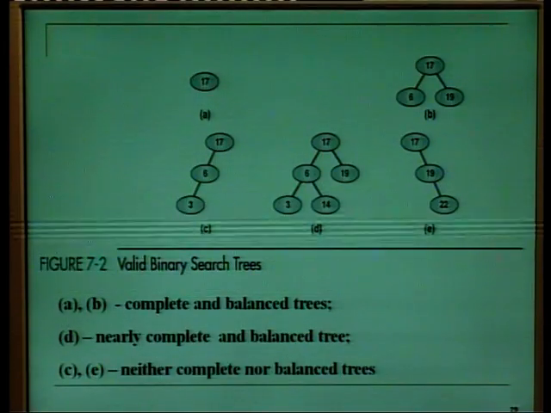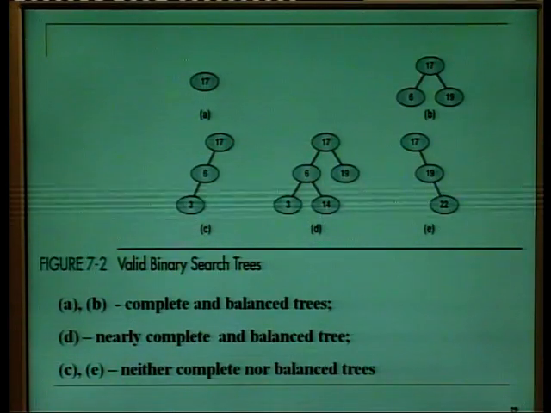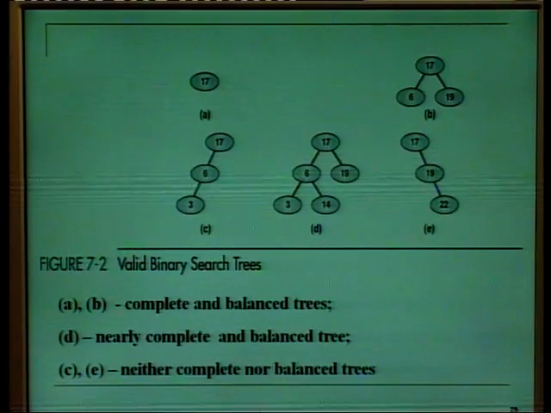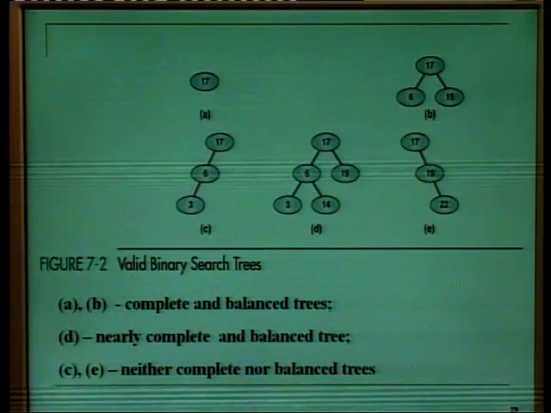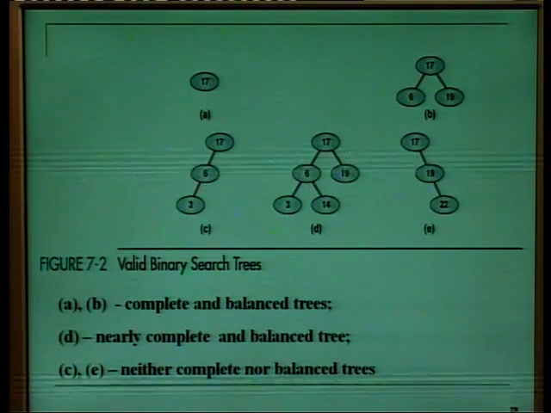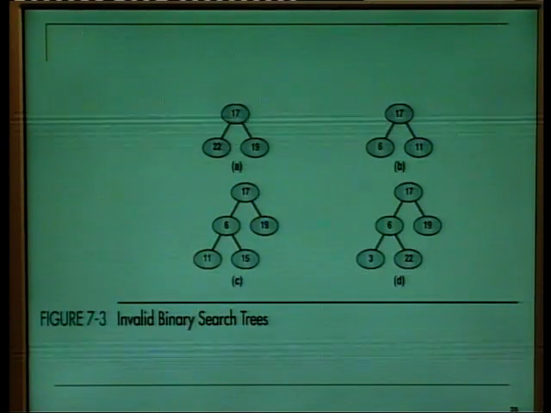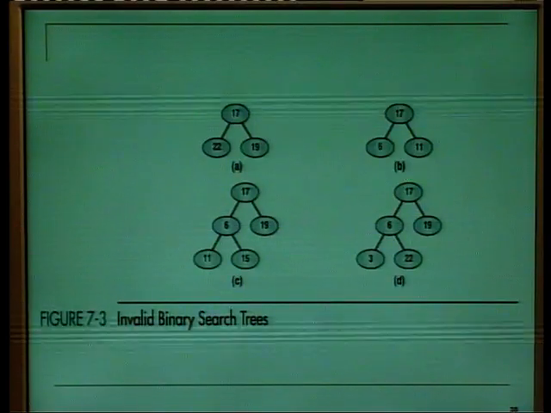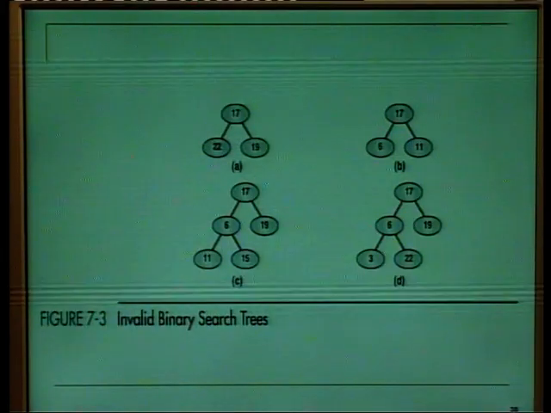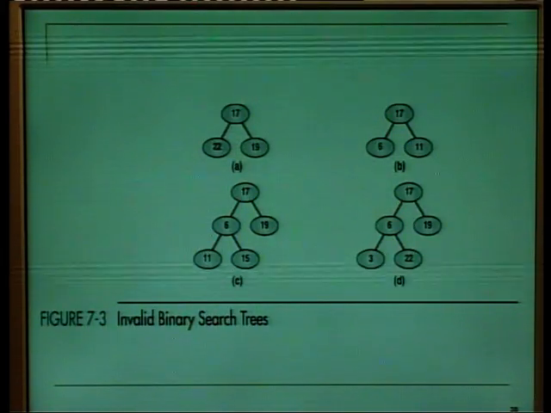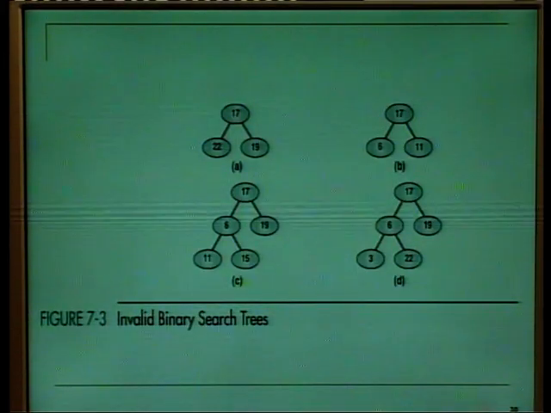So A and B are complete and balanced binary trees. D is a nearly complete and balanced binary tree. Then C and E are neither complete nor balanced trees, because they do not fulfill the criteria or conditions of a binary search tree. All these given trees are invalid binary search trees, because they do not fulfill the criteria of a binary search tree. It should be a sorted tree. All the values at the right side should be greater than the root, and all the values at the left side should be less than the root.